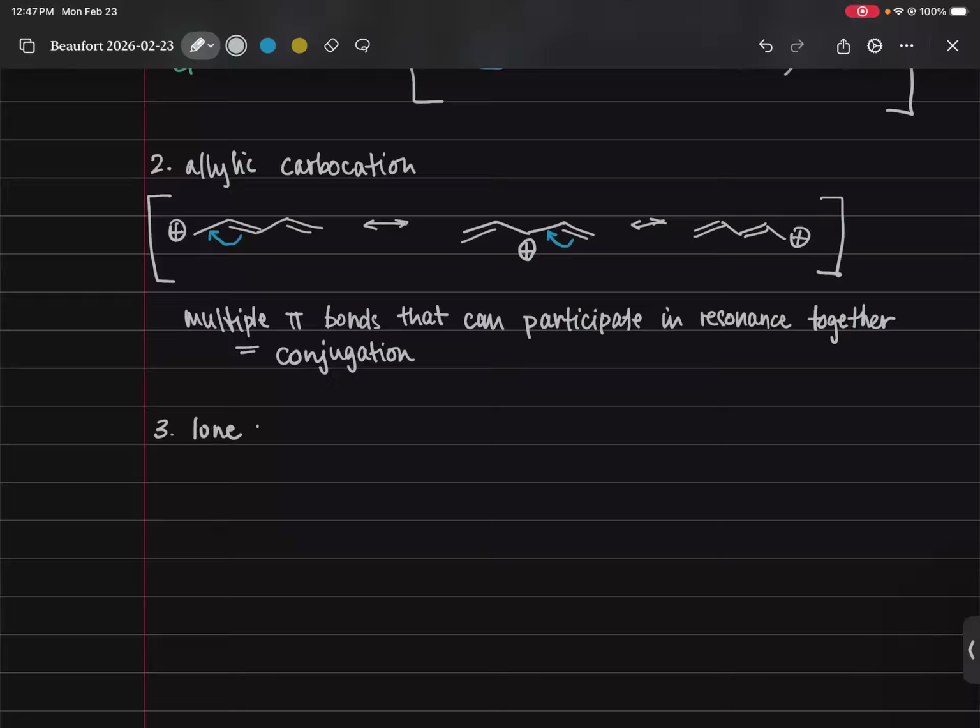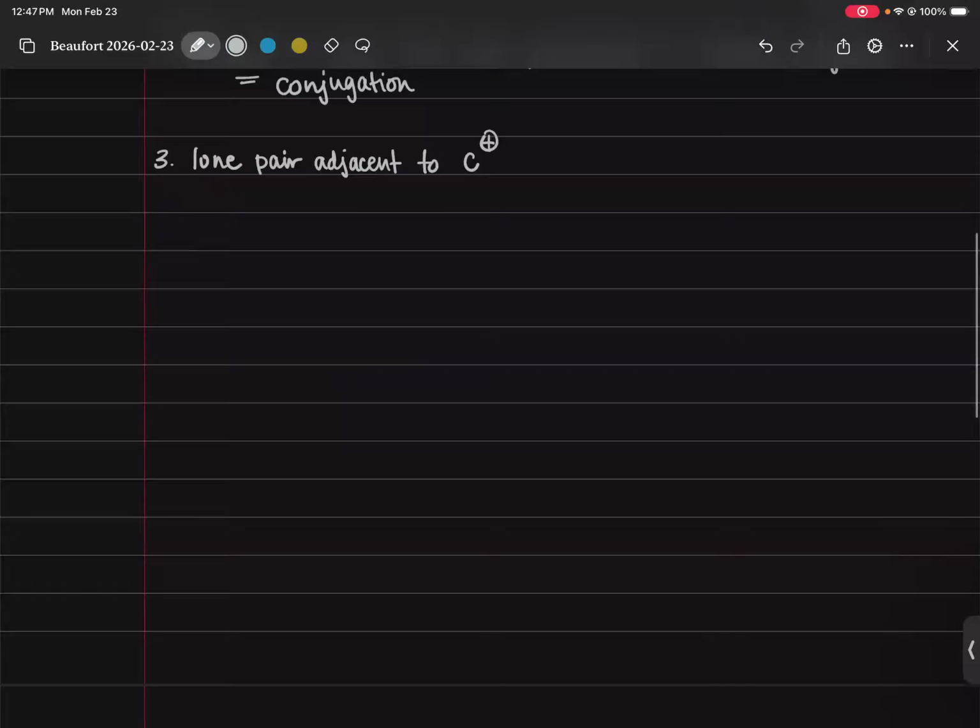Okay, 3 and 4 kind of go together. So we can have a lone pair next to a carbocation. Now, this one, when you see it, it's going to look maybe kind of obvious, mainly because we're used to seeing something like that structure as the second structure that we draw.